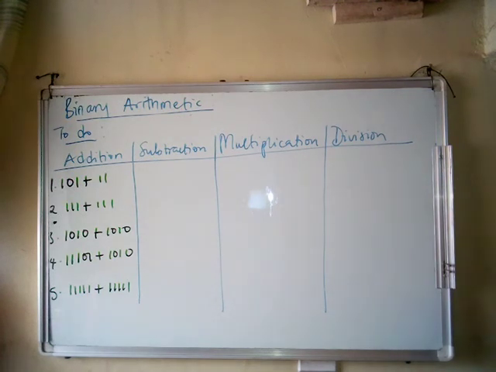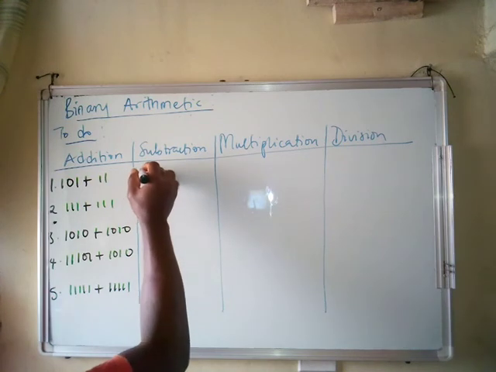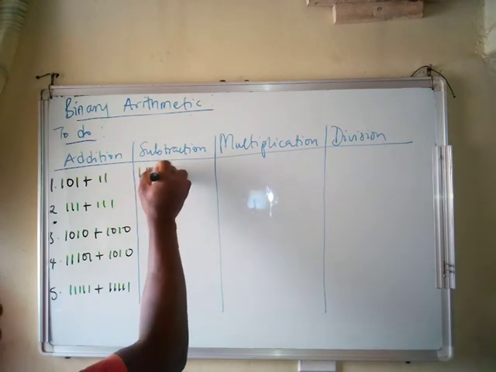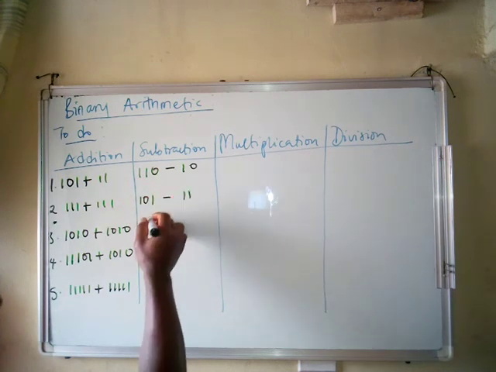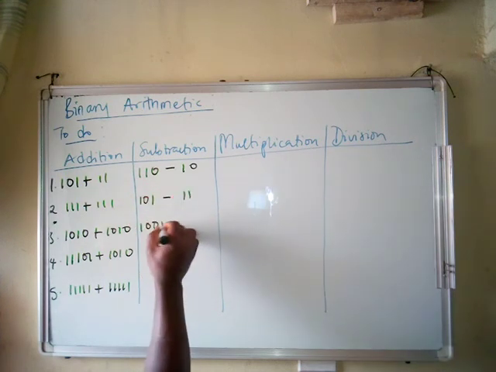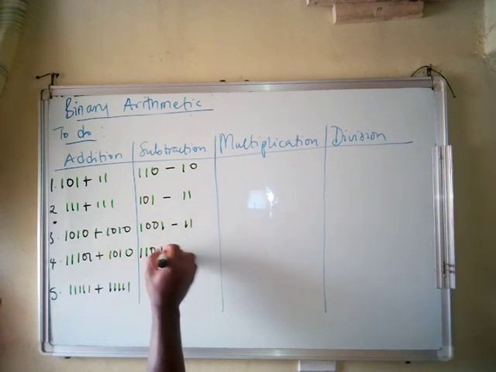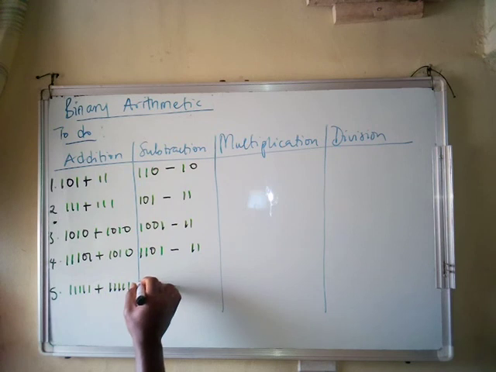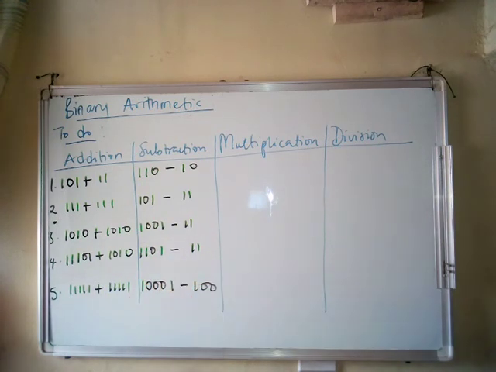Then for subtraction, you should try this one out. The first one, you have 110 minus 10. Number 2, 101 minus 11. Number 3, 1001 minus 11. Number 4, 1101 minus 11. Number 5, 10001 minus 100. So please try that out.